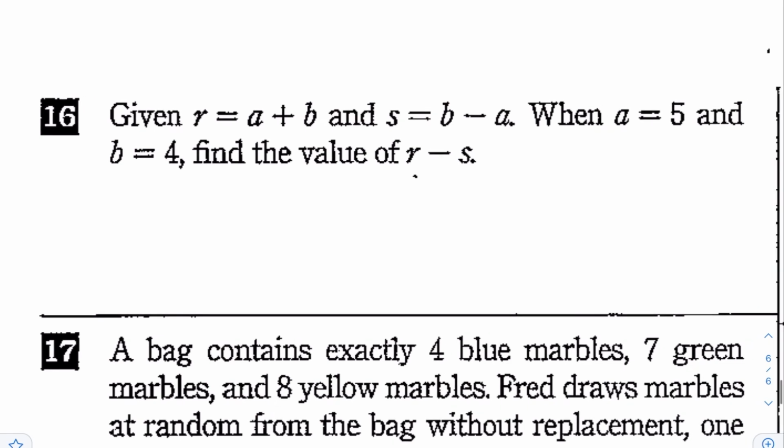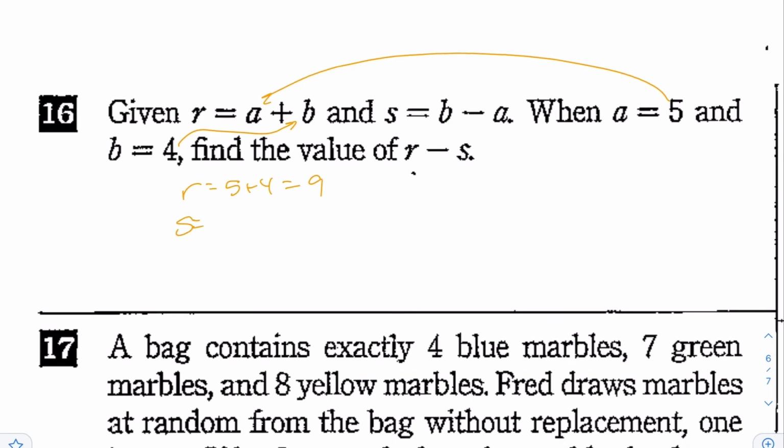All right, for the last page, number 16, given that r is equal to a plus b and s is equal to b minus a, when a is equal to 5 and b is equal to 4, find the value of r minus s. So you know that a is equal to 5, b is equal to 4, so r will be equal to 5 plus 4, which is equal to 9. And then s will be equal to 4 minus 5, which is negative 1. So r minus s will be 9 minus negative 1, or 9 plus 1, which is equal to 10.